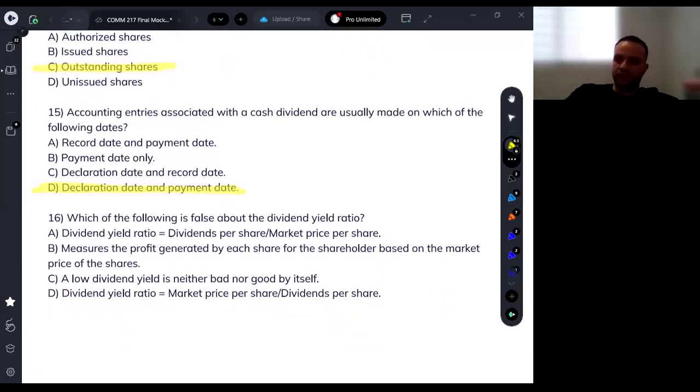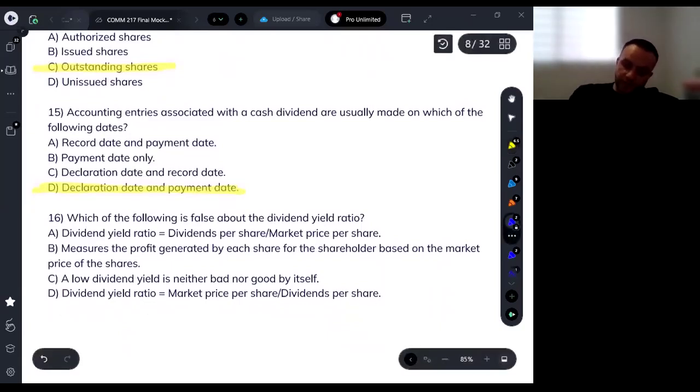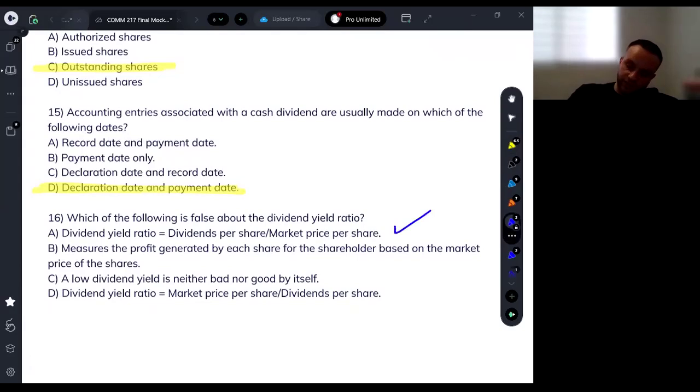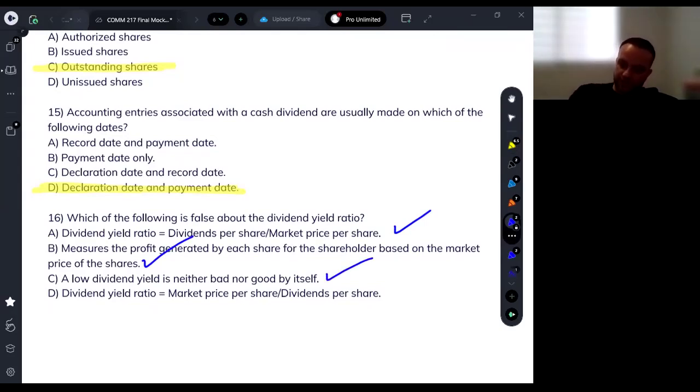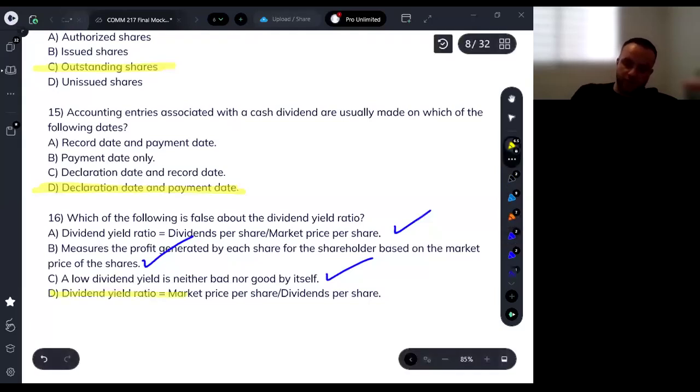Which of the following is false? Dividend yield ratio is dividend per share, yes, that's good. Measures the profit generated by each share of shareholders based on the market price, yes. A low dividend yield is neither bad nor good, that's true. And dividend yield is, no, that is the opposite. It is the dividend per share over the market price.